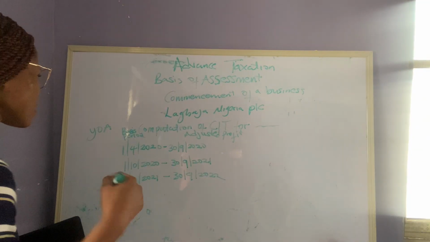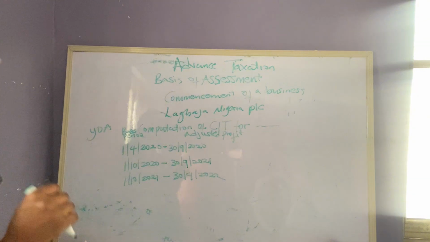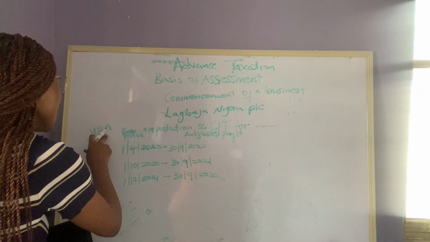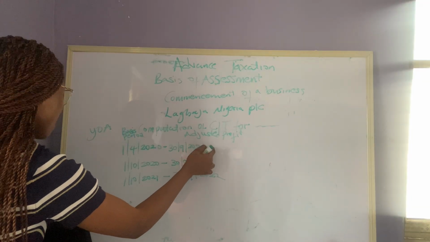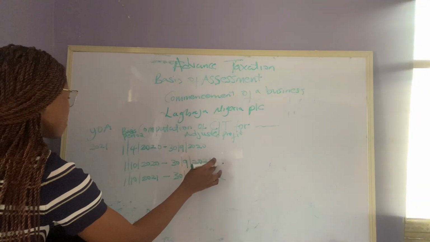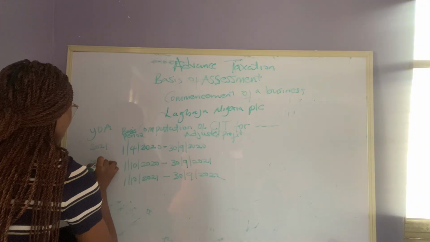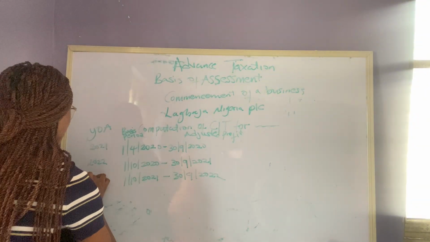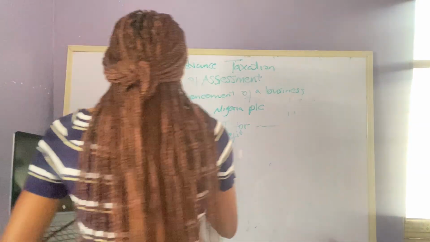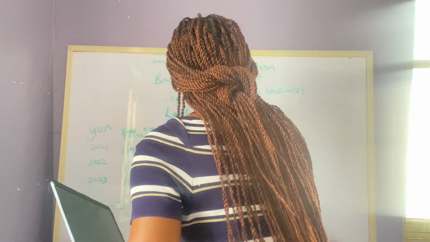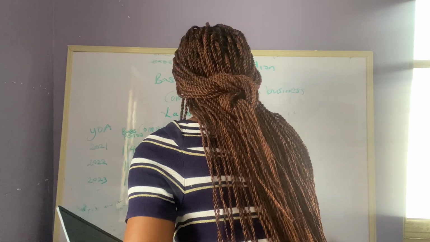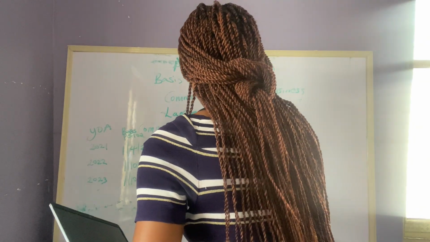Now, using the PYB basis, preceding year basis, we are going to say that the year of assessment of this particular one is going to be 2021, and the year of assessment of this is going to be 2022, and of this is going to be 2023. So you can see the adjusted profit for each of the years. This one, there was no overlapping.